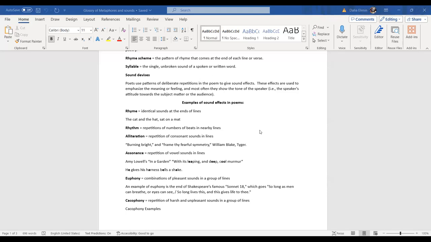Now, let's talk about the syllable. The syllable is the single unbroken sound of a spoken or written word. Look at the word "word" here. How many syllables? One. Did I have to stop? Bravo, it's one. When I say "spoken," how many syllables here in spoken? Two. Excellent. So you know now what we are talking about. It's about the syllable, the sound, whether it is broken or not.